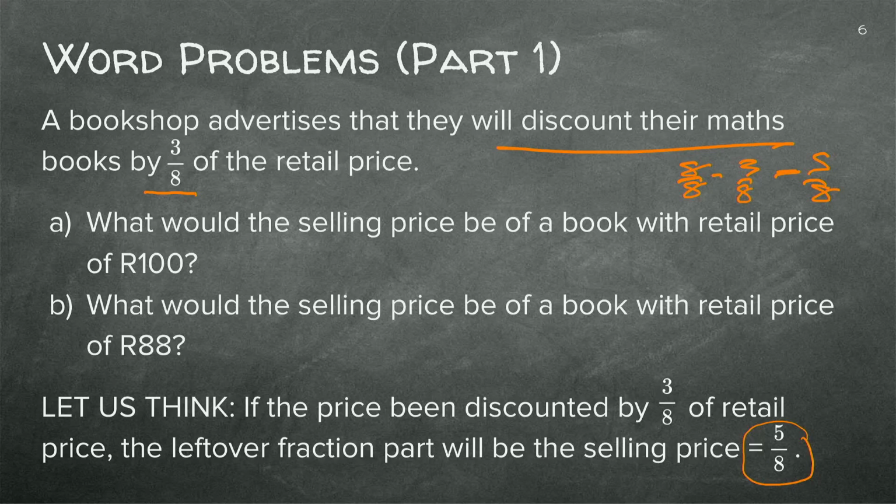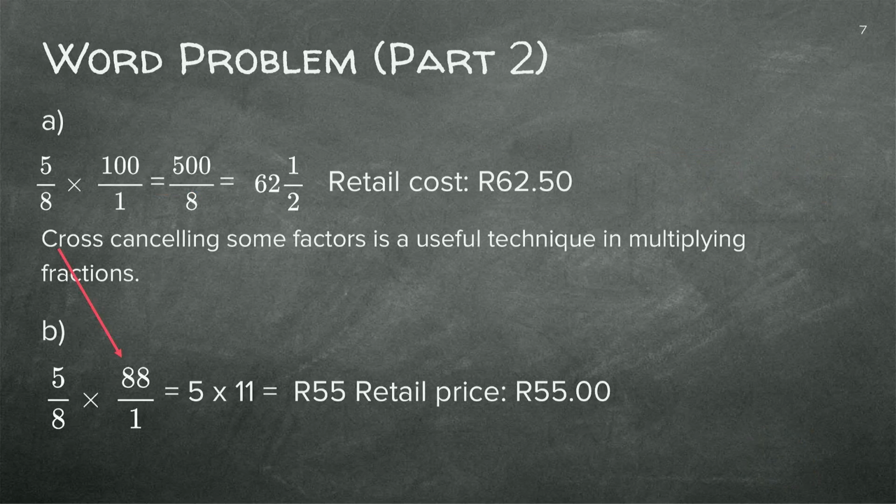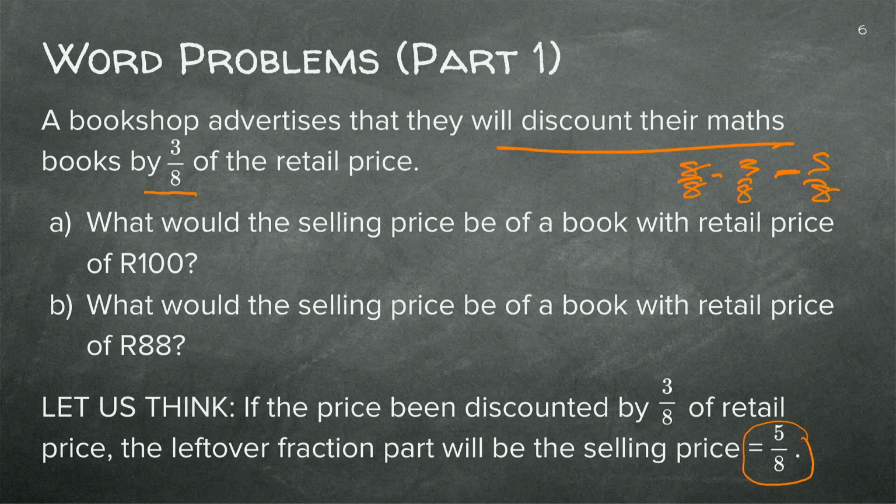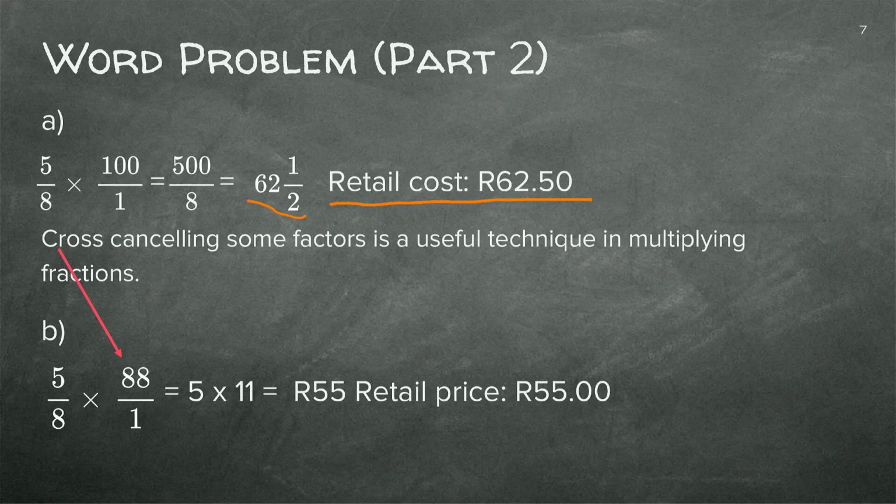Okay, so let's see. 5/8 of 100. 5/8 times 100. We're just going to multiply 5 times 100. We get 500. 8 times 1 is 8. So we find the mixed number is 62 and a half. So in other words, the retail cost would be 62 Rand and 50 cents. So if we answer this question, what would the selling price be of a book with a retail price of 100? The selling price would be 62 Rand 50.